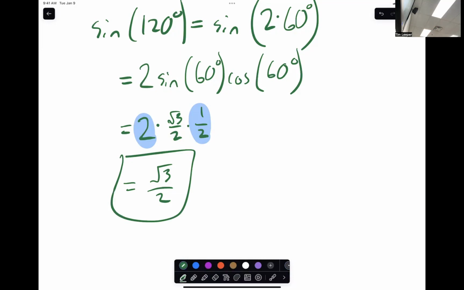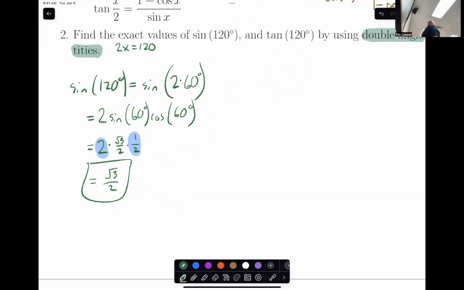Could you just determine what the answer would be just by knowing it? Yeah, you should know this. I should just know sine of 120 degrees, because the reference angle is 60 degrees, and it's in the second quadrant, so sine should be positive. But we didn't want to do it that way. We wanted to use the double angle identity. Again, if you didn't do it with the double angle identity, then it would be wrong. Good. Excellent.